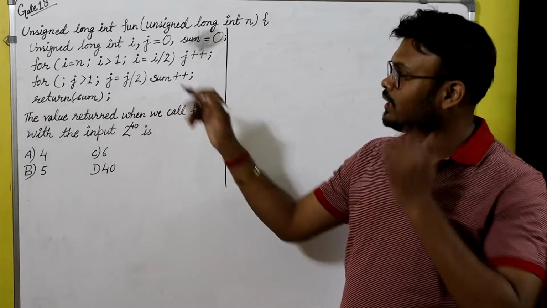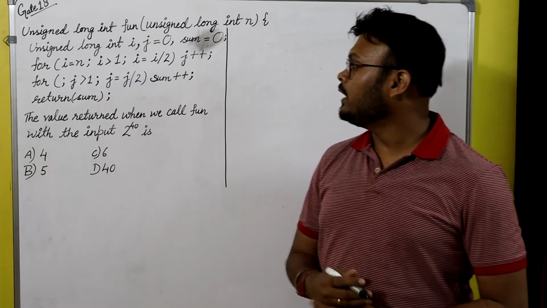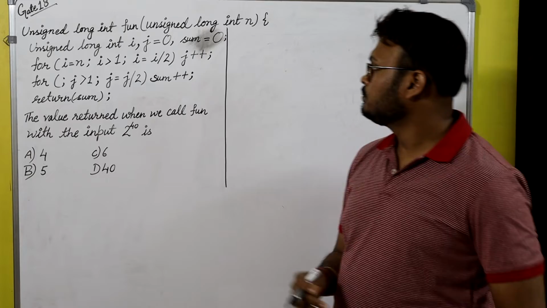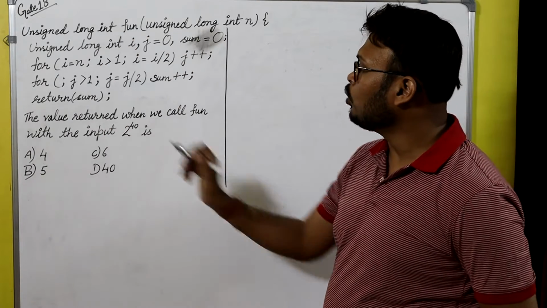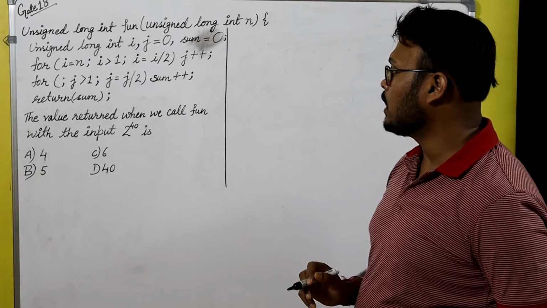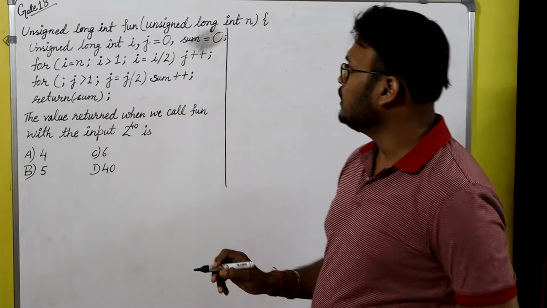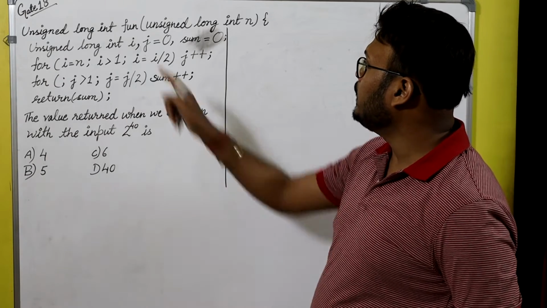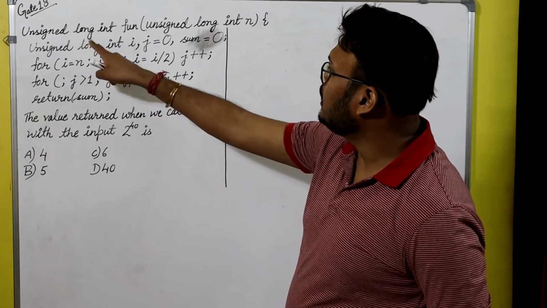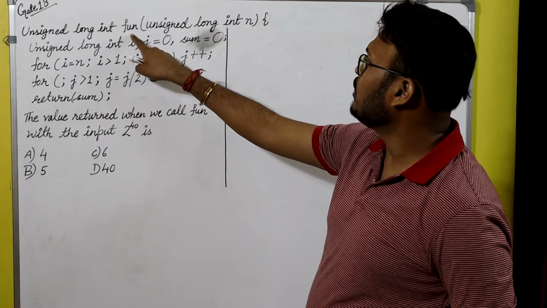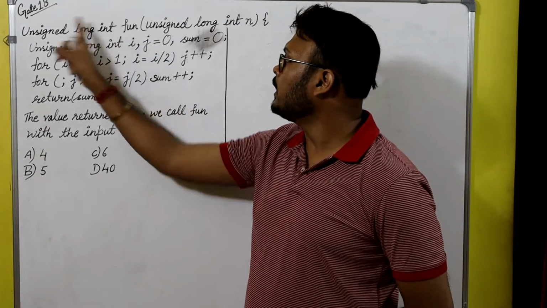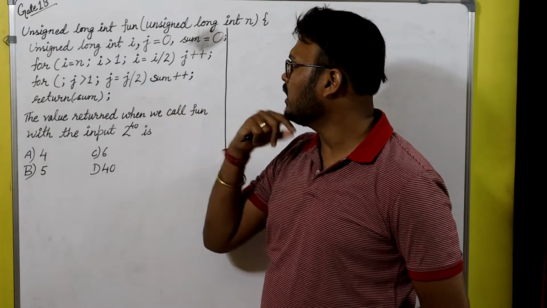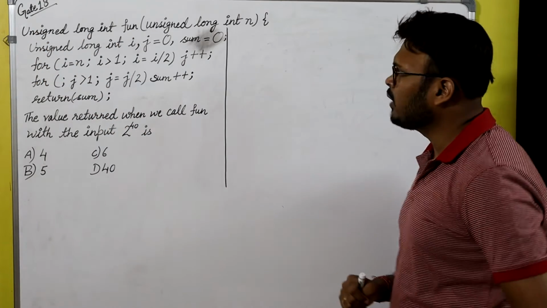So let's solve this question. It's a GATE 2018 question. It's a C programming code, and they are asking for the output. Here you see a function has been defined, unsigned long int fun, and its return type is unsigned long int. That isn't required here.